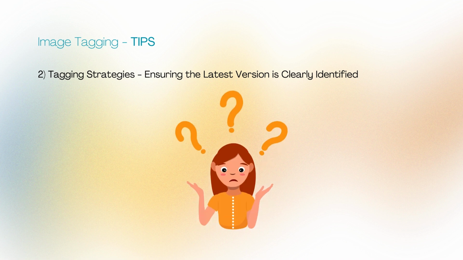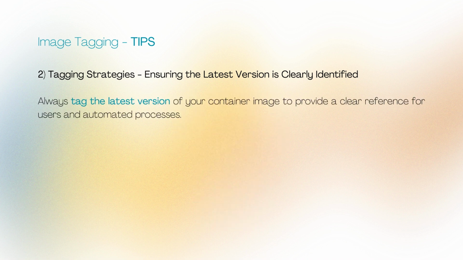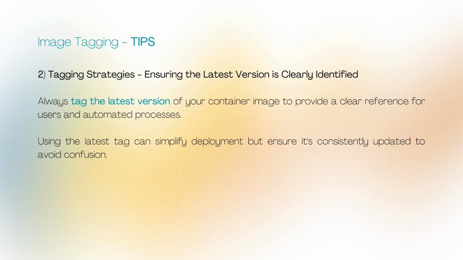The next on our list is tagging strategies, ensuring the latest version is clearly identified. What does this mean? Well, in the best practices, we would always tag the latest version of the container image to provide a clear reference for users in automated processes. Using the latest tag can simplify deployments but ensure it's consistently updated to avoid any confusion.